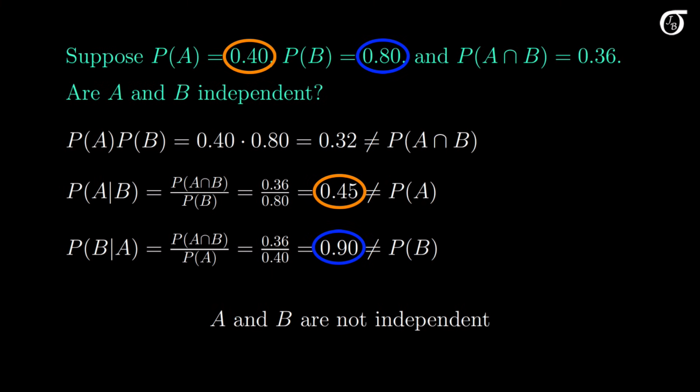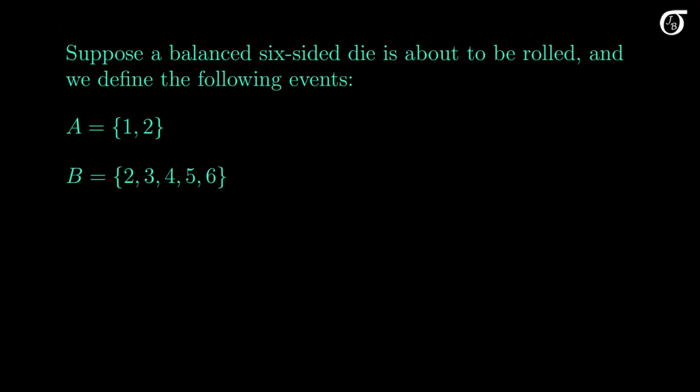Let's look at another example. Suppose a balanced six-sided die is about to be rolled, and we define the following events. A occurs if a 1 or a 2 comes up on the up face of the die, and B occurs if the number is a 2, 3, 4, 5, or 6. Do these two events look independent to you?